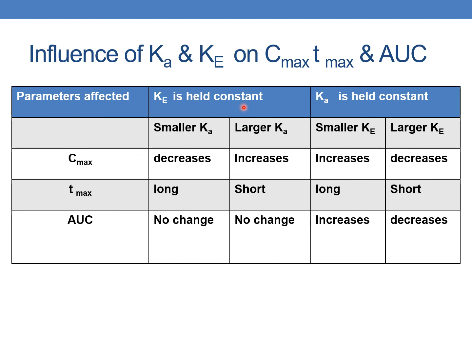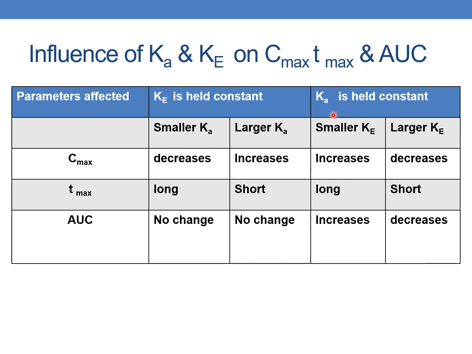Whenever K is held constant and the absorption rate constant is larger, the Cmax increases. When the absorption rate constant increases, the plasma concentration Cmax also increases and the Tmax becomes less. There is no change in AUC. So whenever the elimination rate constant is held constant, whether it is a smaller or larger absorption rate constant, there is no change in AUC.